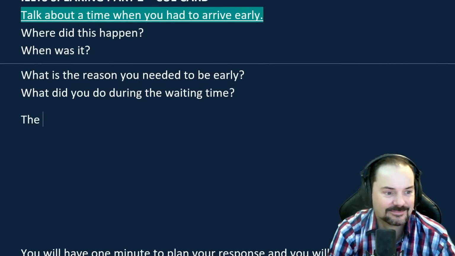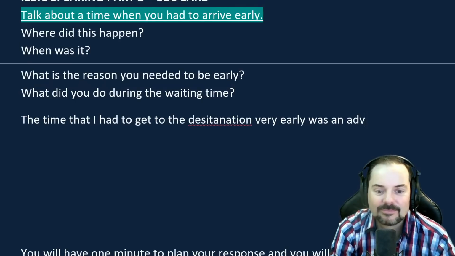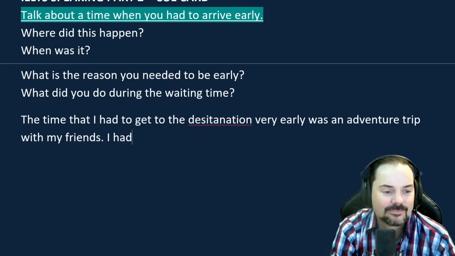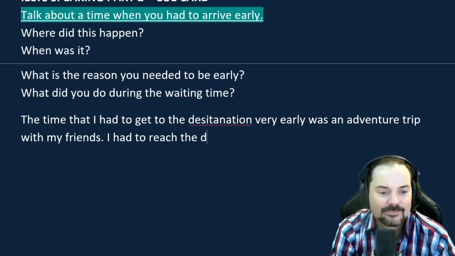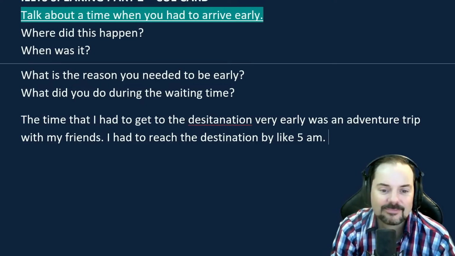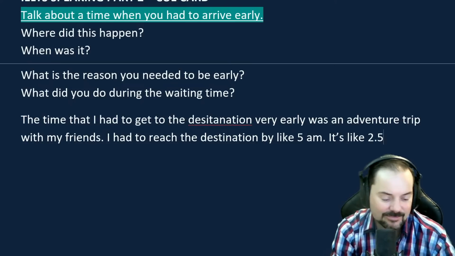The time that I had to reach the destination very early was for an adventure trip with my friends, which happened a year ago, and I had to reach the destination at 5 a.m., which is a bund. It's called Tanermakam bund. It's like 2.5 hours from my home. So I had to wake up at 3 a.m.